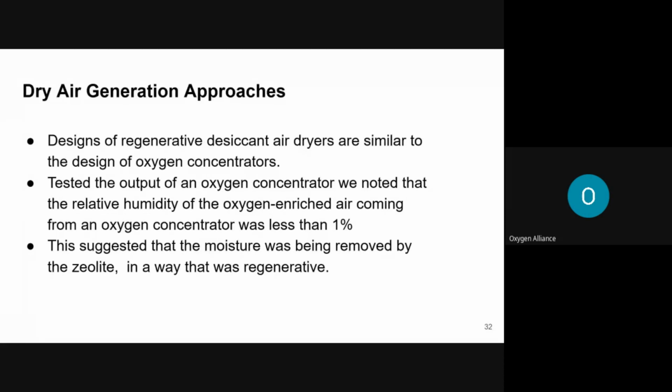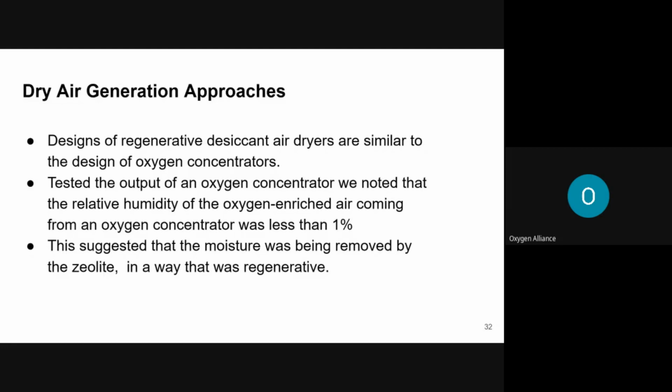But then we could not use an oxygen concentrator as it was as a source of dry gas, because the output was largely composed of oxygen. So this was not ideal, since this approach required using heat.